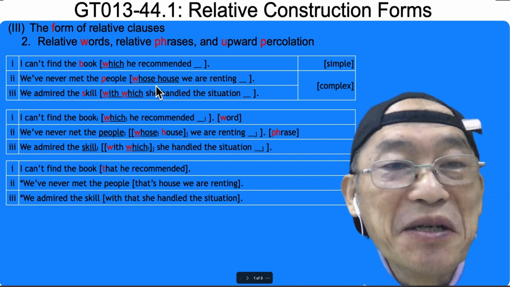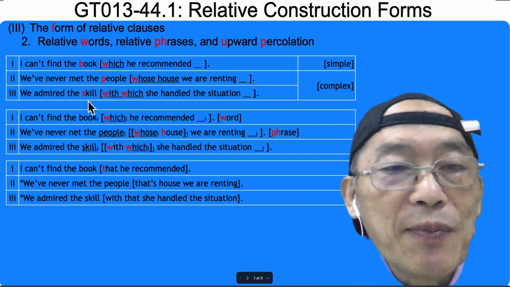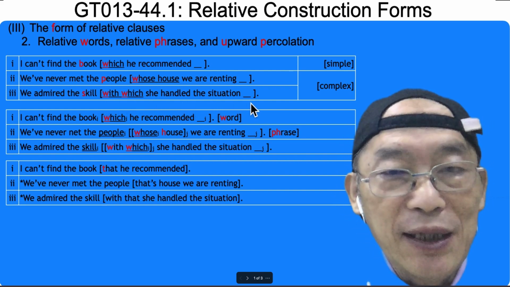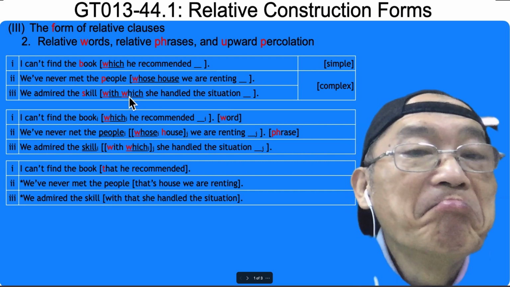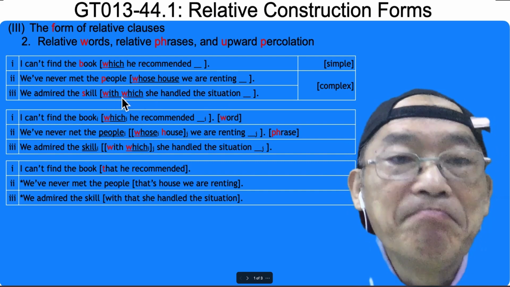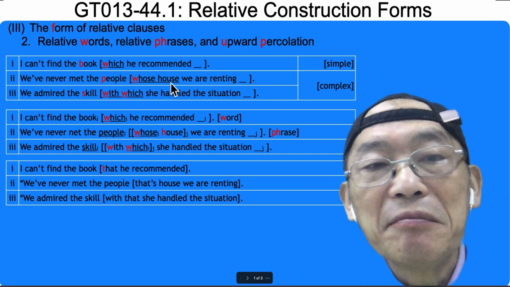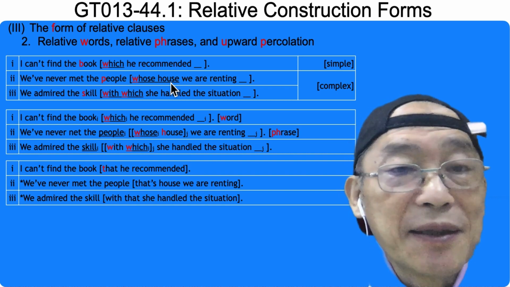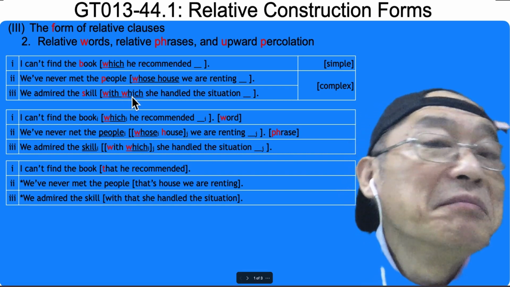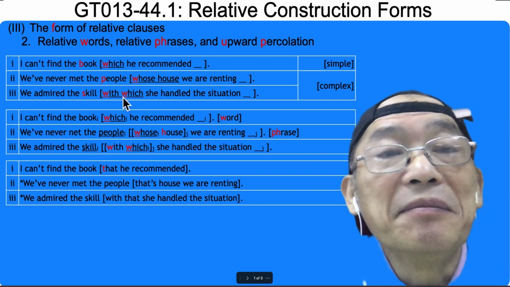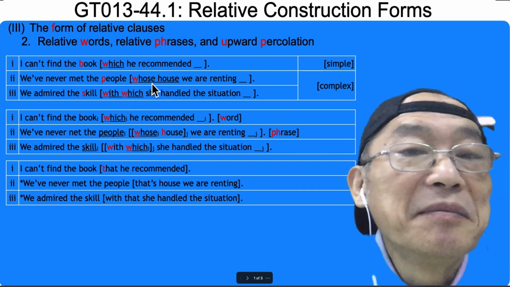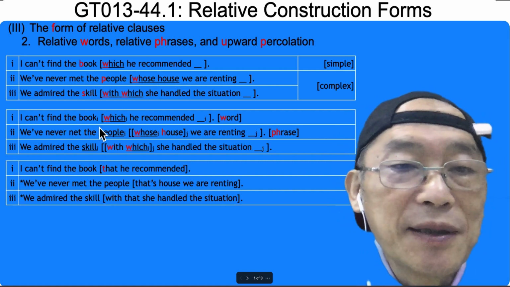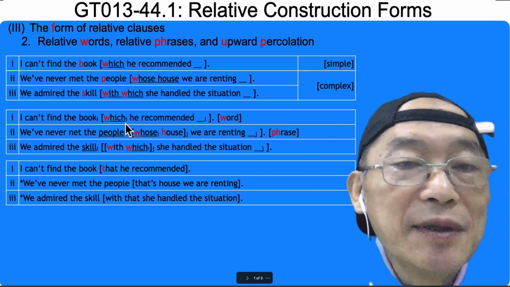So that's type 6. We will see later. With the skill with which he handled the situation. With which, yeah, a percolation, upward percolation from this to this. We'll check. This is type 2, the second type percolation. This is 6th type percolation. We'll see later. I can't find the book, which he recommended.